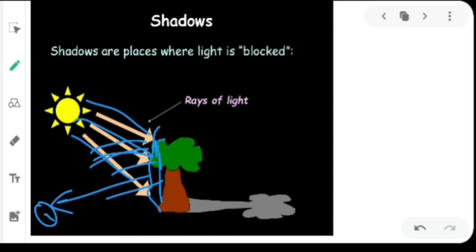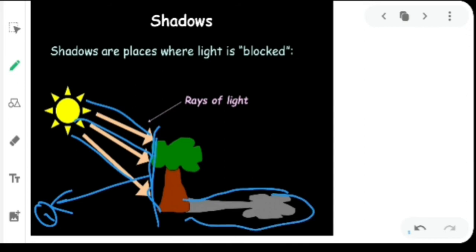It means that this object is the barrier on its own. Then at that time these rays do not pass through the object. Then the object creates a shadow of itself. It means we can say shadows are the places where light is blocked.